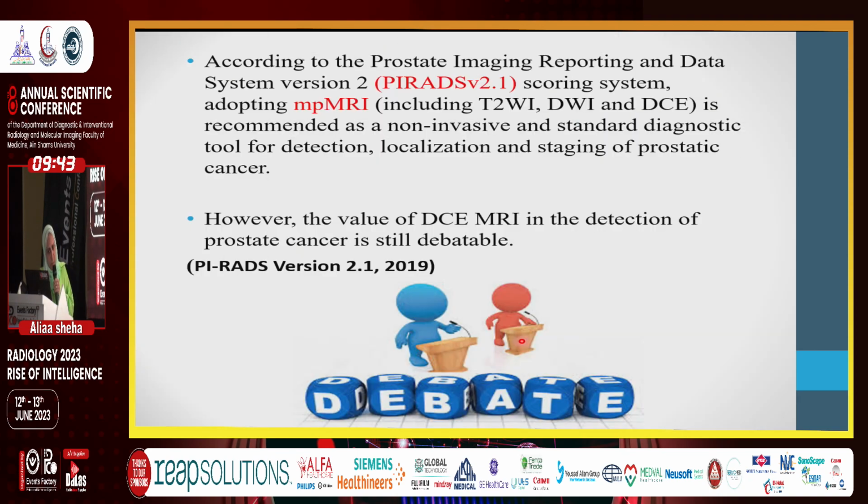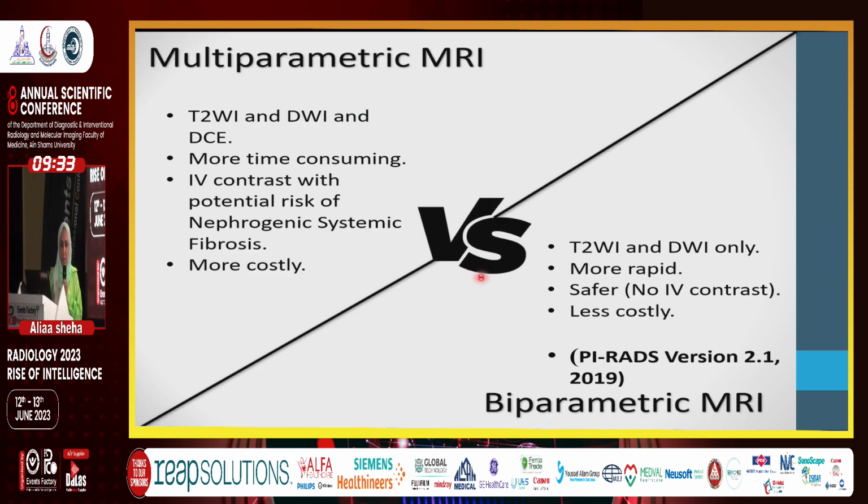So in our study, we were assessing biparametric MRI because the value of dynamic contrast enhanced MRI in the detection of prostate cancer is still debatable, and biparametric will facilitate a more rapid examination, a safer examination with no intravenous contrast and less risk of nephrogenic systemic fibrosis. It will be a less costly exam, and it will be easier for the patient who stays for a very long time on the machine.